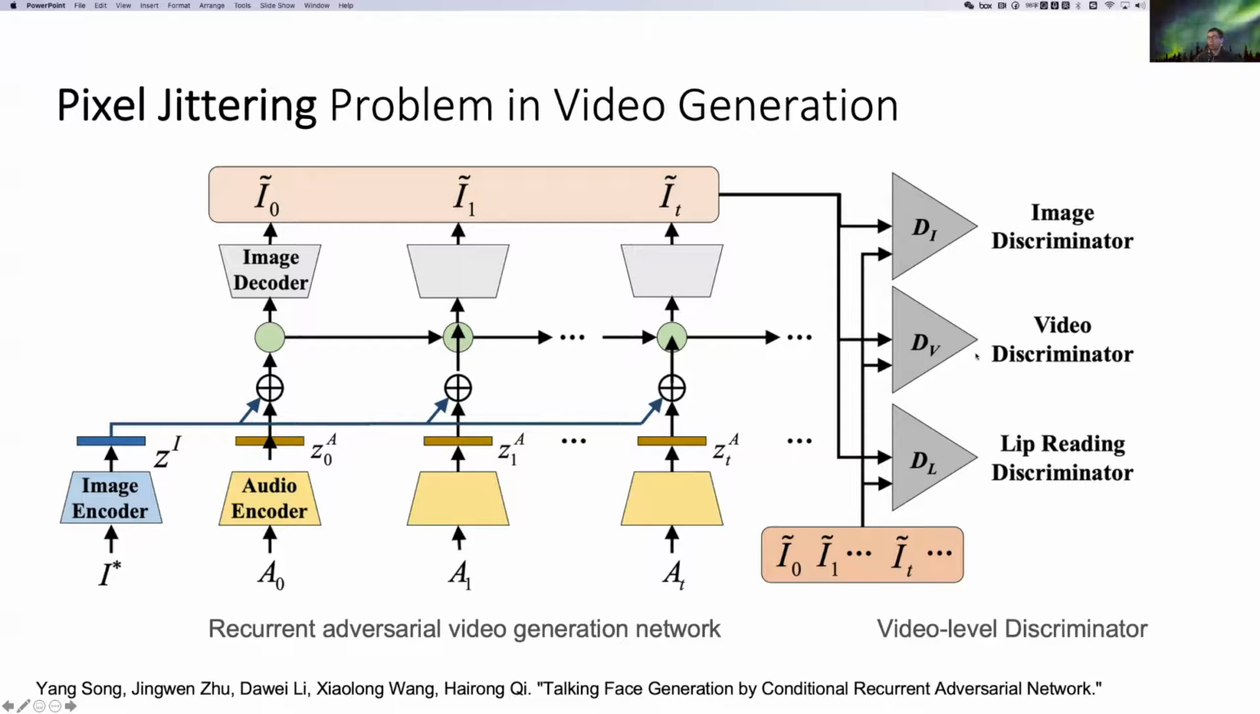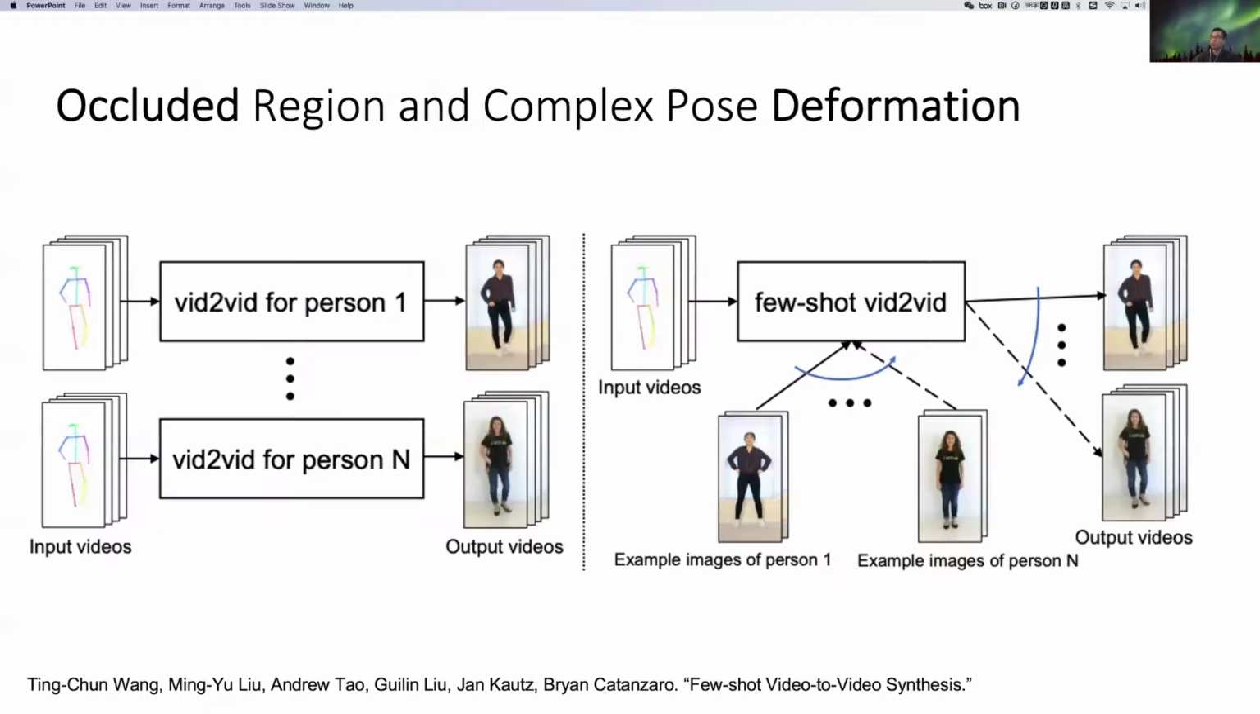Also, they have a video level discriminator, which not only judges the image quality at the image level, but also judges the quality at the video level, so that, for example, if it's not stable and does not look like a video, it says fake, right? So this is also an approach to partially solve this problem.